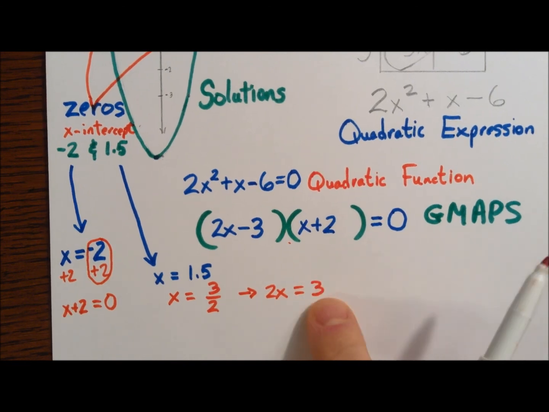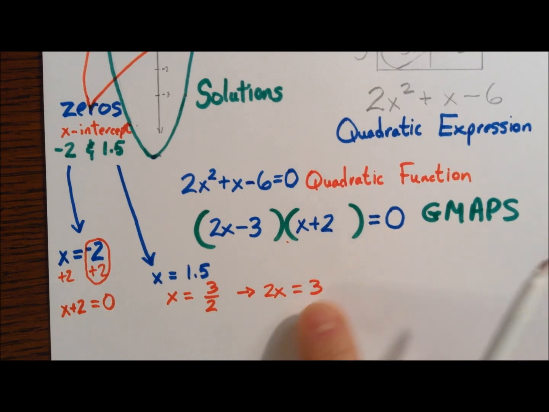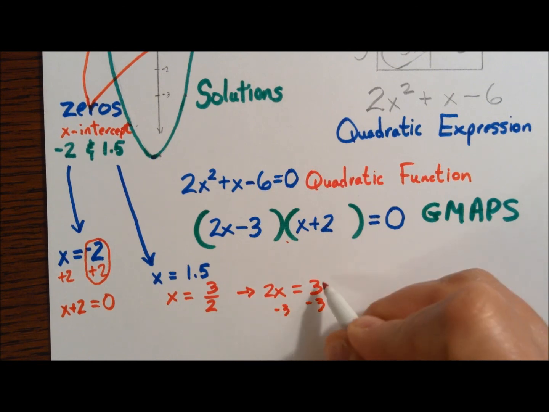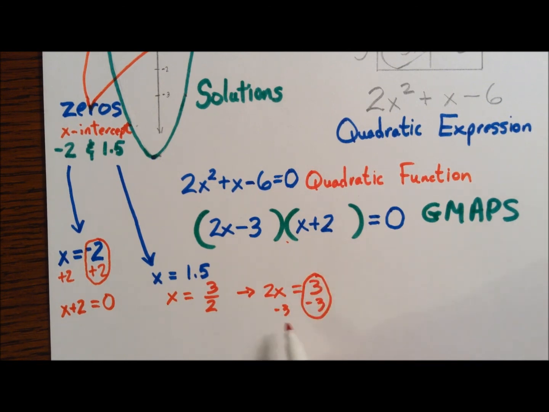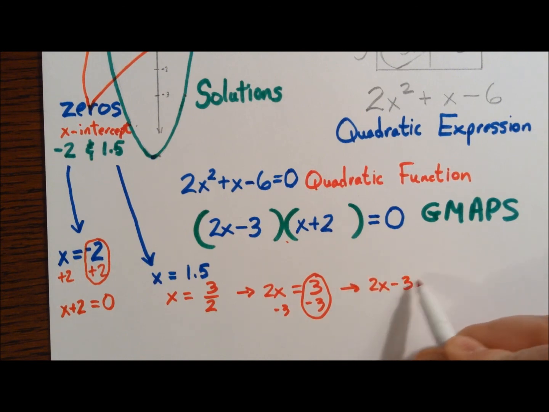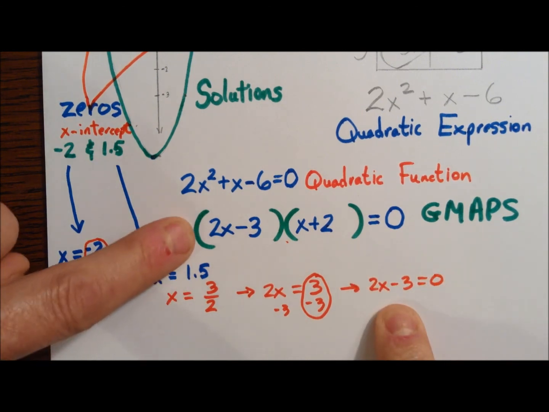I want a 0 over here on the right hand side, because see right there, I want it equal to 0. So how do I make that into a 0? I got to subtract 3, and what I do to one side I do to the other. See, there's my 0, and now what do I have? Well, I have 2x minus 3, and what do you know?